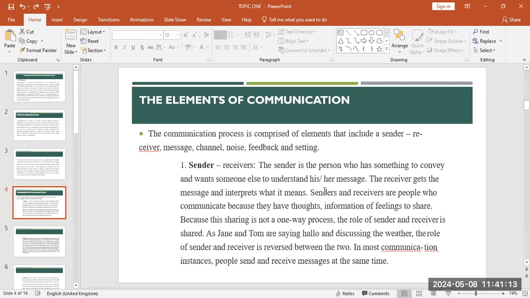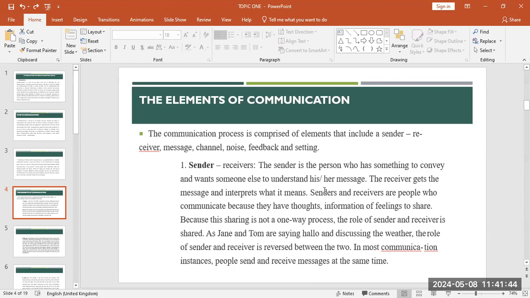For example, an organization can write you an email telling you that you have qualified for a job. You have been invited for a job interview. So who is the sender? The sender is the organization. As an individual, you can also initiate communication.